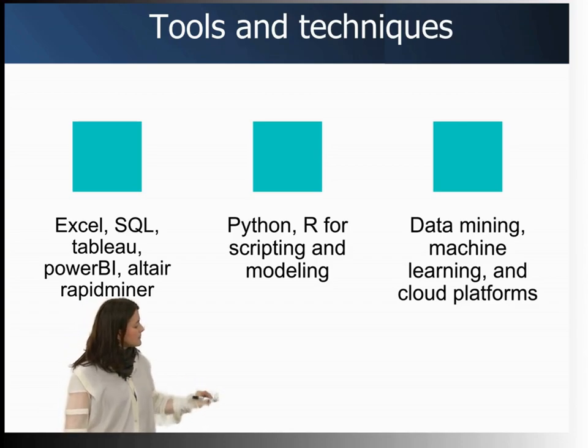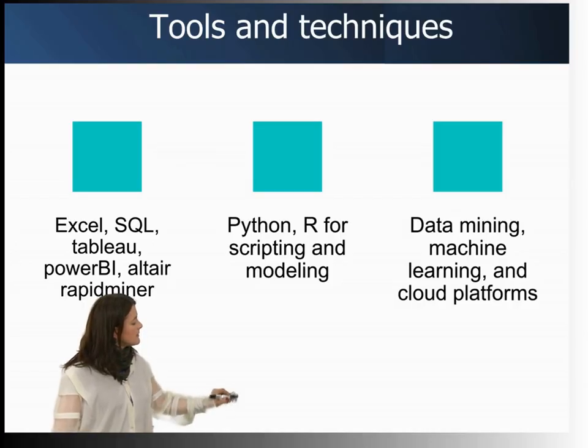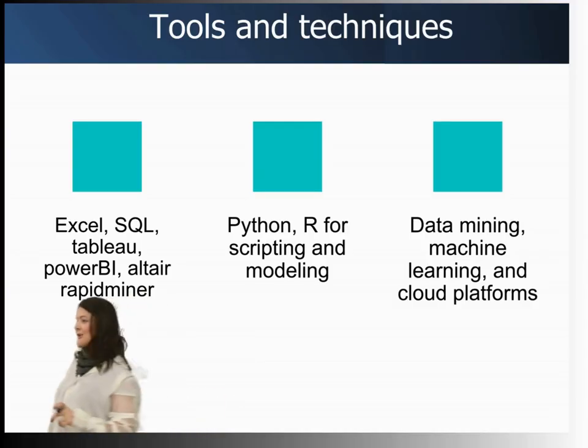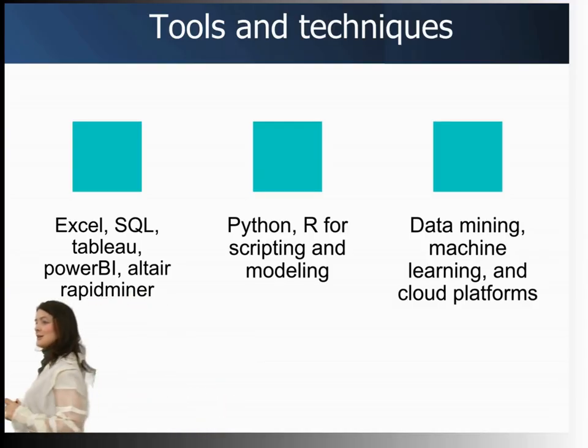The first category includes tools for data management, querying, and visualization. Popular examples are Microsoft Excel, SQL, Tableau, Power BI, Altair, and RapidMiner. These tools help analysts collect, organize, explore, and visualize data, making it easier to identify trends and communicate insights to decision makers. The second category focuses on programming and statistical modeling.